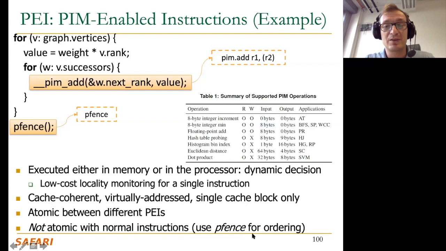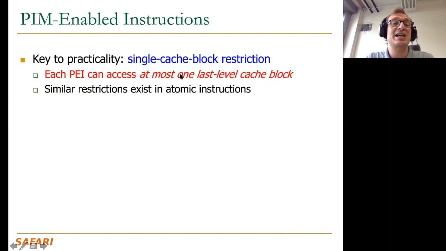Okay, I don't want to go into more detail over here, but the key thing that enables PIM-enabled instructions is a single cache block restriction. Basically, each PIM-enabled instruction can access at most one last-level cache block, and that's it. And there are similar restrictions that exist in atomic instructions. The reason is data mapping. Your data needs to be mapped in the same module, basically. Otherwise, you need extra work to guarantee that your data is in the same module if you violate this restriction. That's why we said, okay, to make life easy for everyone with minimal changes, let's add this restriction such that you cannot use this instruction on data that's larger than a cache block, okay?